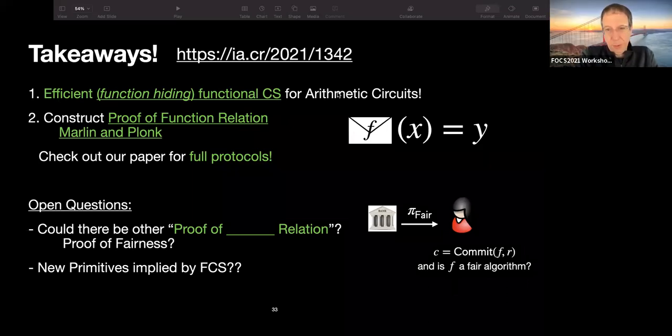Yeah. So for SNARKs in particular, there's probably more research to do here to figure out how to use that for a functional commitment.